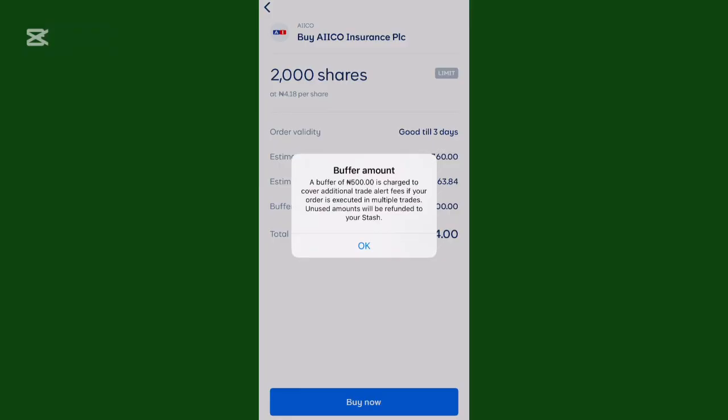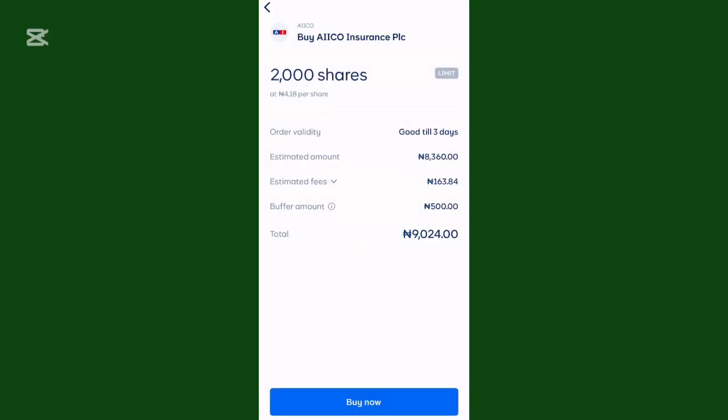Maybe they have to execute 2 or 3 times. So maybe you are ordering 15,000 units of a particular share, and they have to first buy 5,000, then another 6,000, then later buy an additional 5,000 just to make up the units of shares you want to buy. You know that now they are executing in 3 places. So this buffer serves as something they can remove money from when they have to deduct additional amounts for trade alerts. But if it is unused, it will be refunded to your stash. That's your wallet. So that is that.